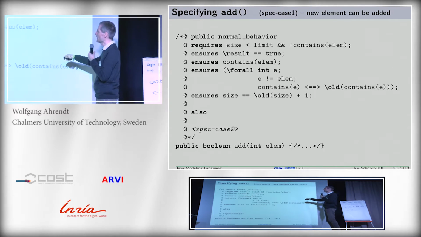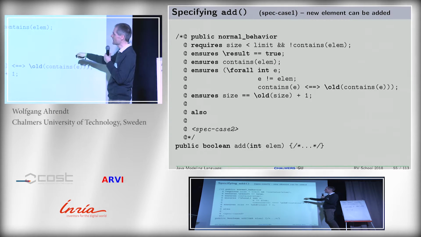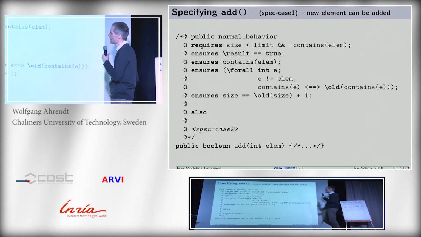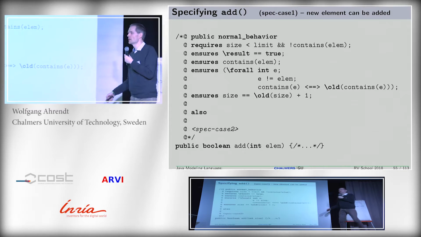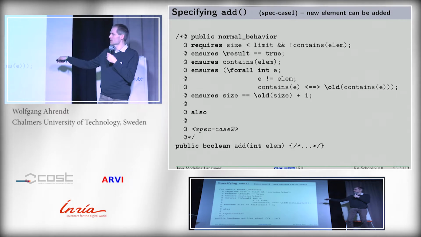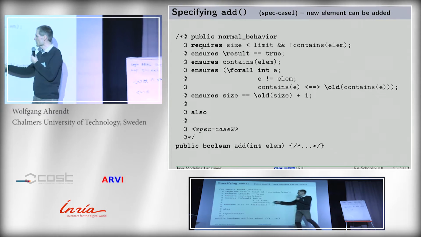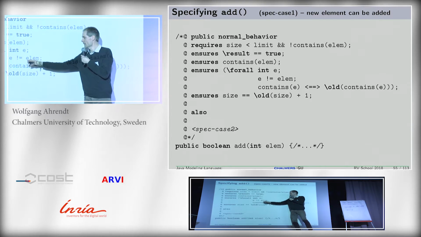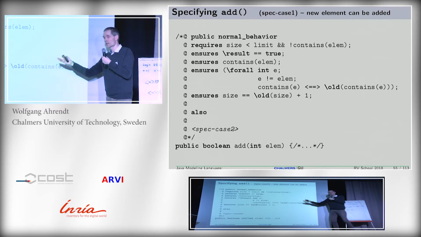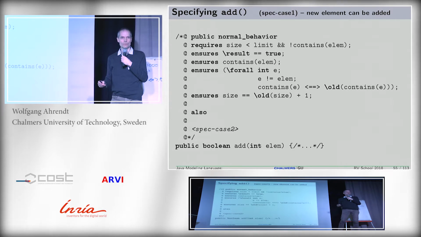Okay, what else do we ensure? So this is nice. This is not nice. It's very nice to say what we achieve, and it's often ugly to say what we don't achieve or don't want to achieve. So everything which is not that element, whether it's contained before or afterwards, should be the same.